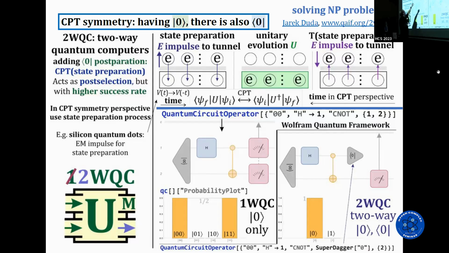So for example, for silicon quantum dots, state preparation is performed in one of the settings through just an impulse to make the electrons tunnel. So let's just use a reverse impulse at the end, and from the perspective of symmetry, we perform exactly the same state preparation process. In many situations, the state preparation is performed by an electromagnetic impulse. So let's just use the reverse impulse. That means reverse the shape of the impulse and use it at the end. And you should be able to enforce not only the initial state, but also the final state.